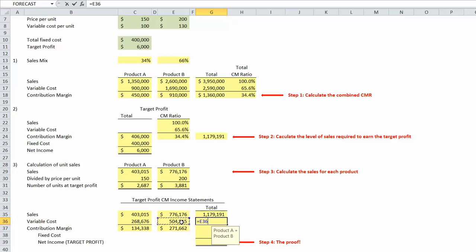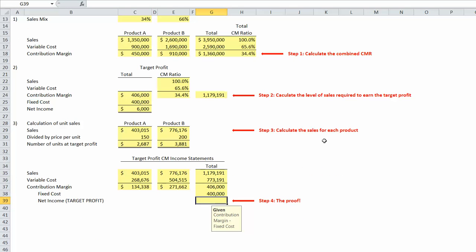Our variable cost will be the 504 plus the 268, or $773,000. And our contribution margin is the difference between our sales and our variable cost, $406,000, which is what we calculated above. And again, if we were to pick up our fixed cost of $400,000, we can see our contribution margin is indeed the $6,000 target profit.